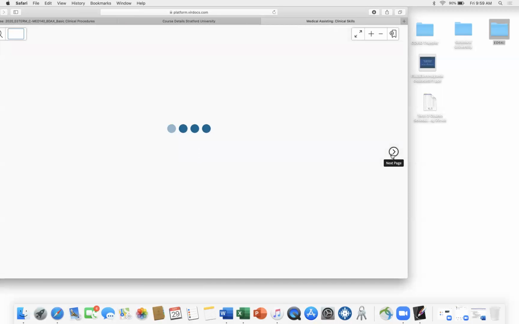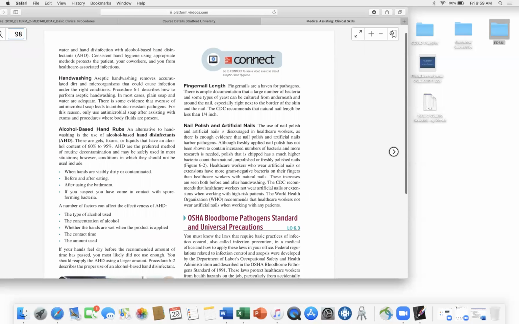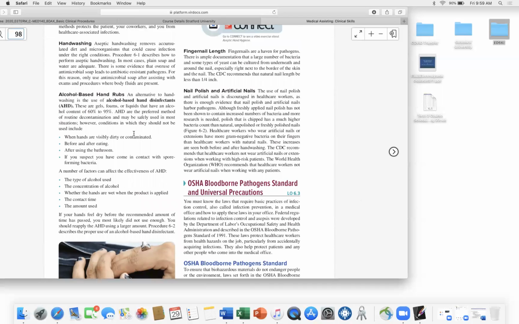Hand hygiene, we talked about hand washing, alcohol-based hand rubs, hand sanitizer. And again, prior to COVID, if it was non-invasive, you could use your hand sanitizer. But I think clinically now, if I had my own clinic, everyone's washing hands in between.